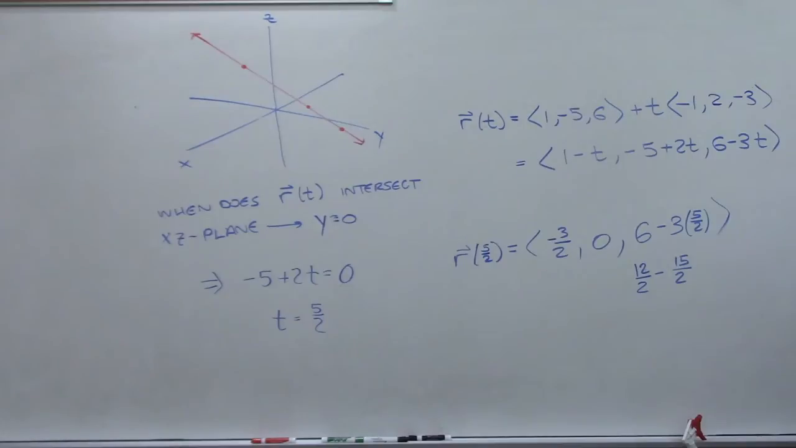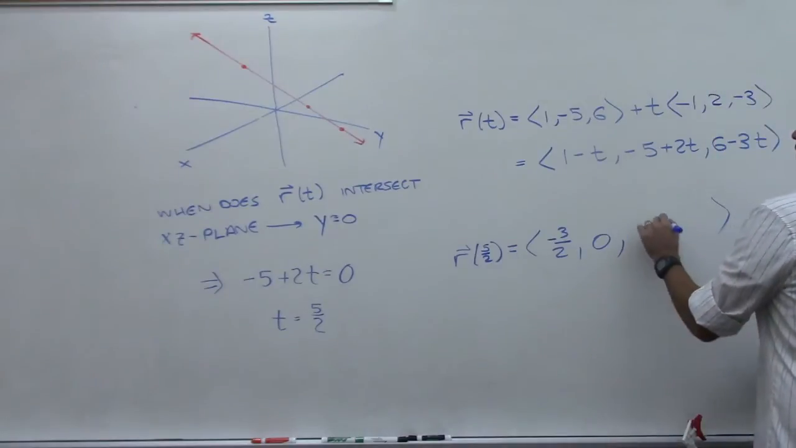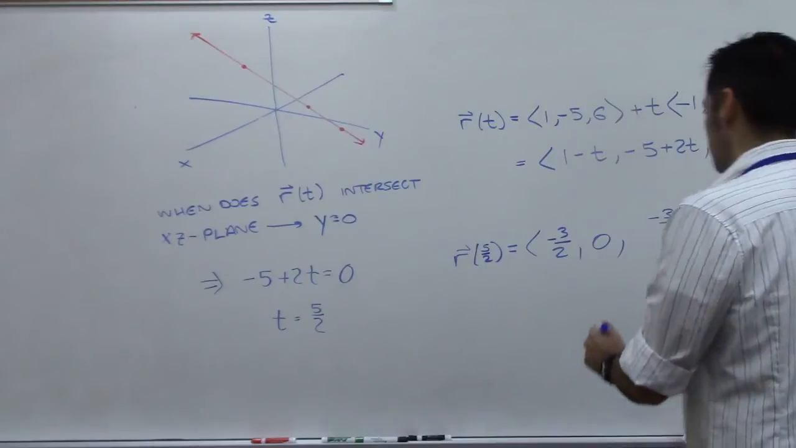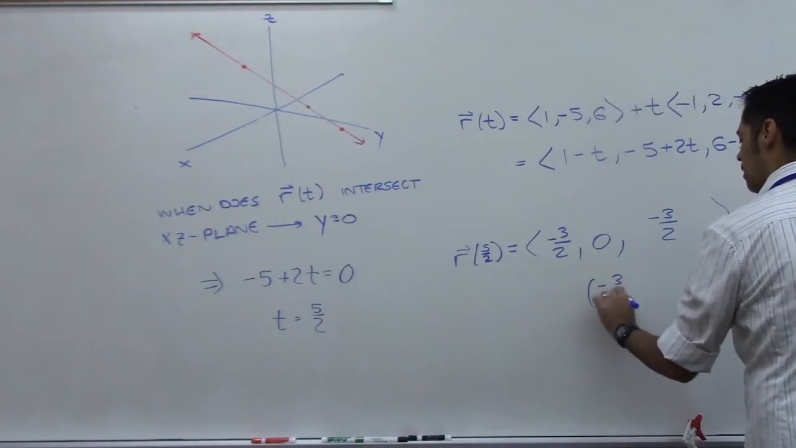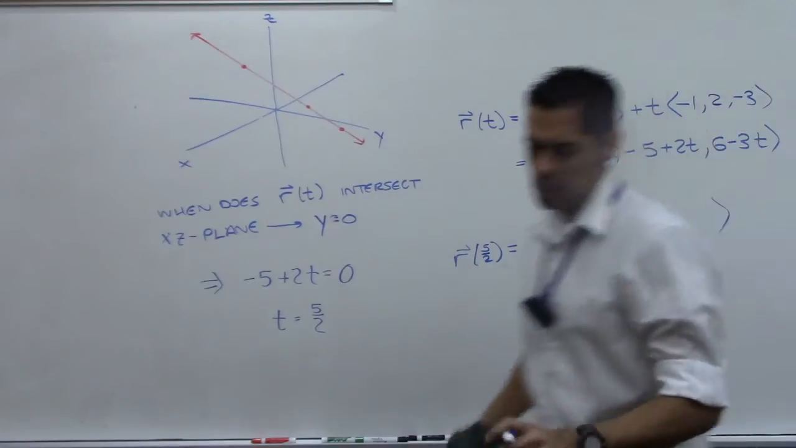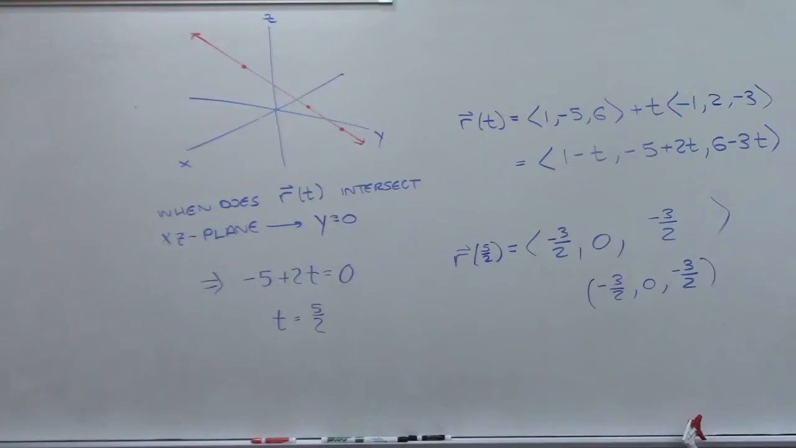So negative 3 halves, right in here. Negative 3 halves. Oh, and then convert it to a point: negative 3 halves, 0, negative 3 halves. That point. Let me double check this. This is number 13. Yeah, looks good.